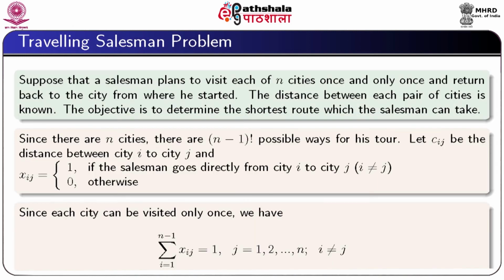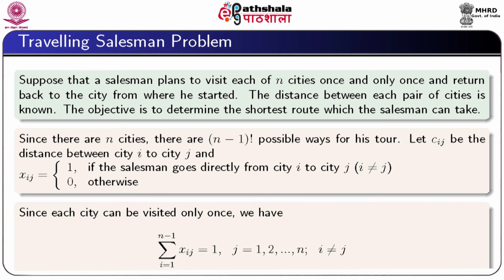Now, we proceed to show some application of assignment problem. The best example is the traveling salesman's problem. Let me first define what a traveling salesman problem is. Suppose that a salesman plans to visit each of n cities once and only once, and return back to the city from where he started. The distance between each pair of cities is known, and the objective is to determine the shortest route which the salesman can take.